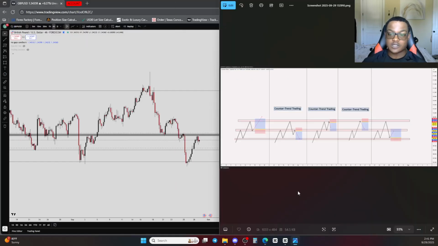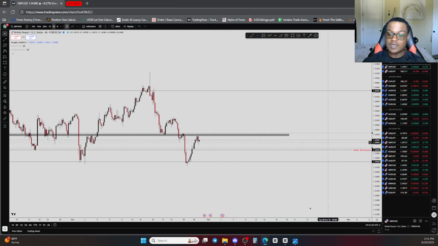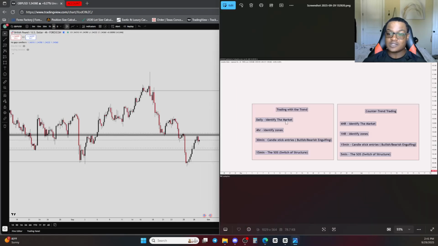Make sure you pause and take a screenshot of this. You have the flow of the market, counter trend, counter trend, counter trend, flow of the market. And then last, you have these steps when you're trading with the trend and counter trading against the trend. So going with the flow of the market, we identify using the daily, we find our zone using a 4-hour, 30-minute as our entry time frame, and on the 15-minute, we look for the switcher structure.